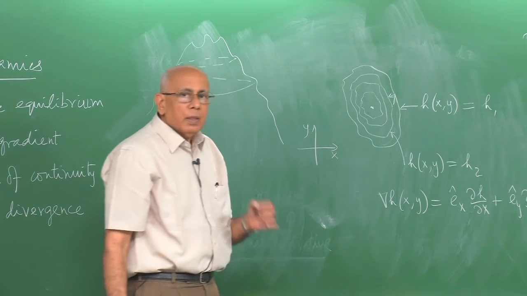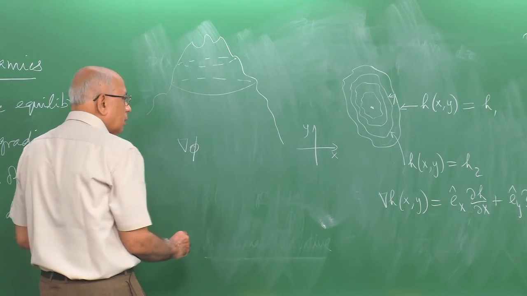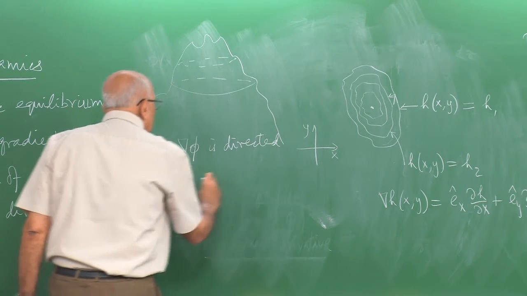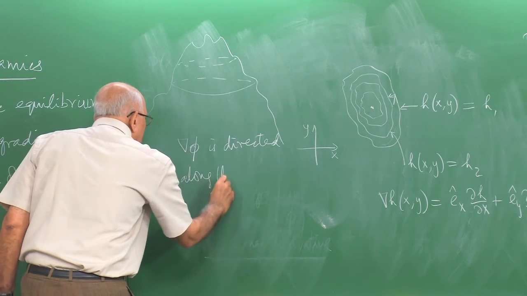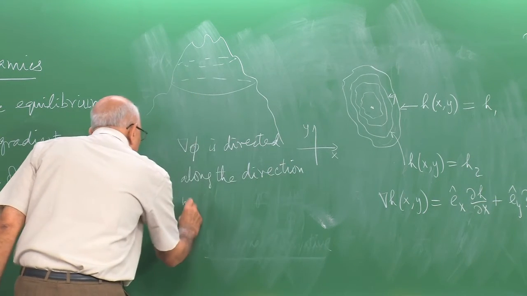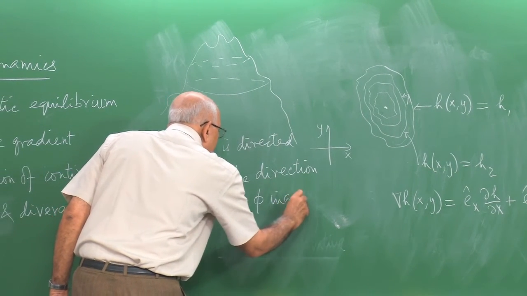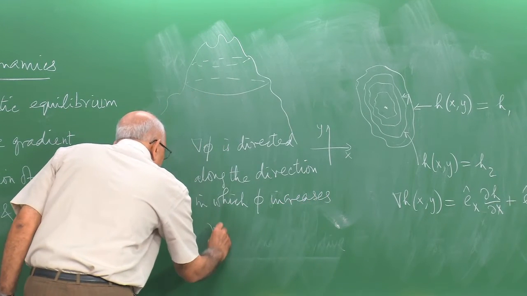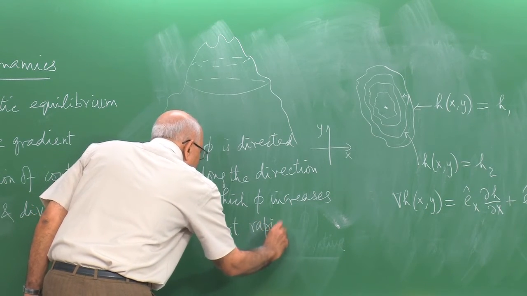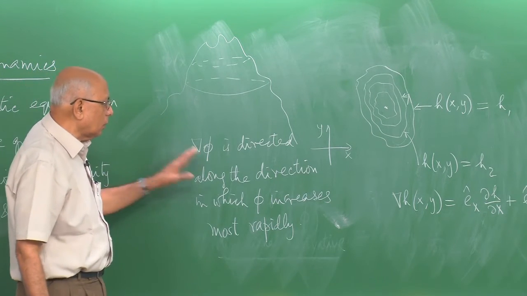So the physical, the geometrical idea of the gradient of a scalar function phi in 3 dimensions, for example, is directed along the direction in which phi increases most rapidly as a function of space coordinates for a given time, if it is a function of time as well.